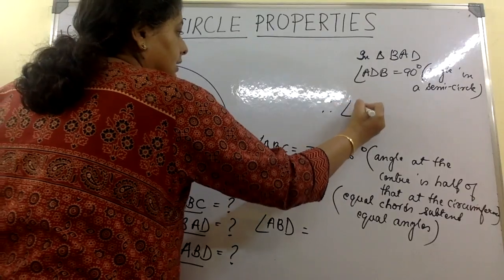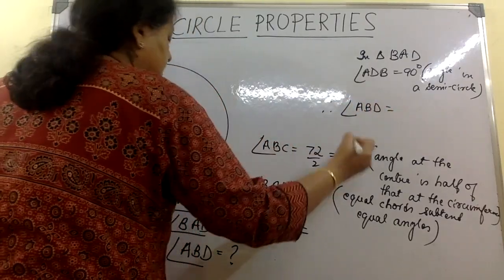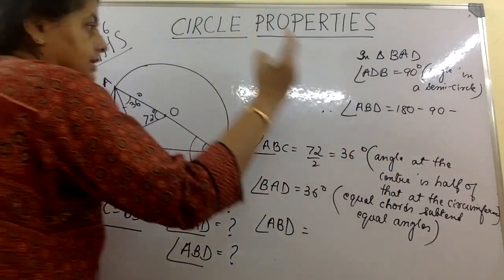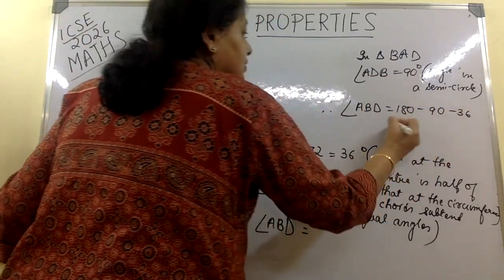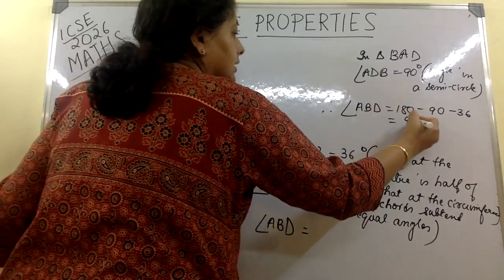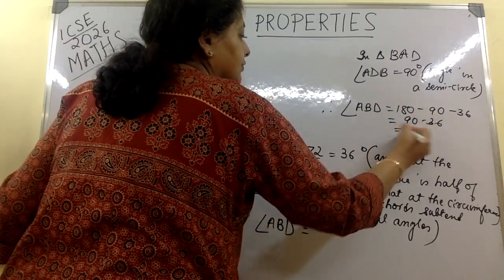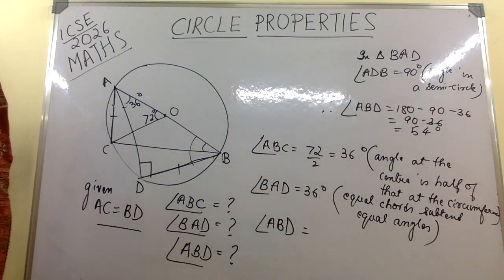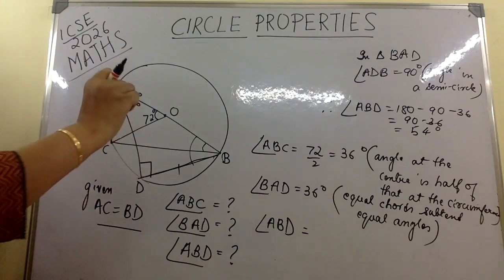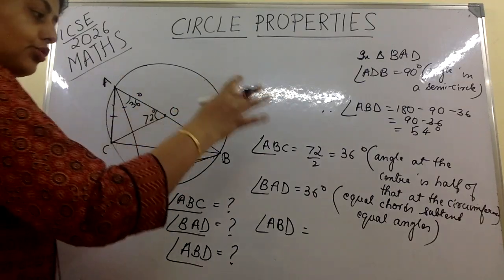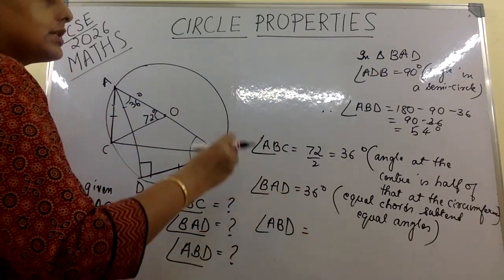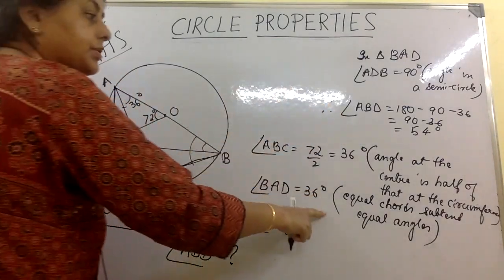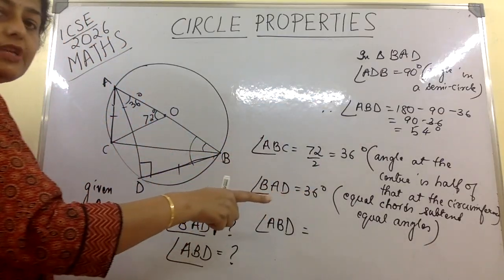Therefore, angle ABD is 180 minus 90 minus 36. How much is it? So that is equal to 90 minus 36, which is equal to 54 degrees. So angle ABD is 54 degrees. So we found all of them using how many circle properties you see. Somewhere we are using the triangle sum property, like here. Otherwise, we have used 3 different properties.